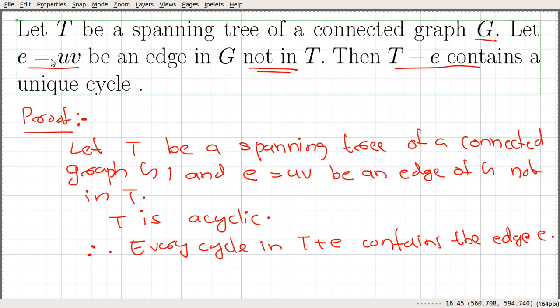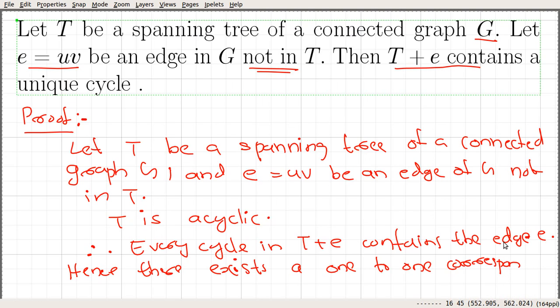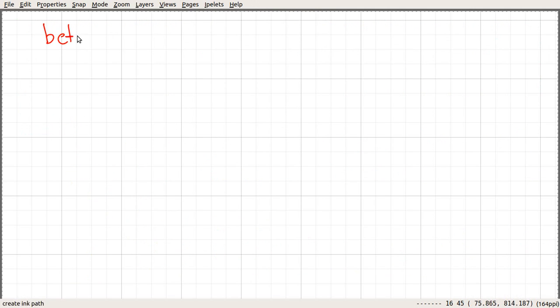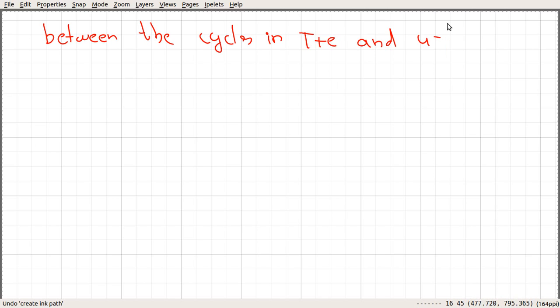Since this edge connects U and V, hence there exists a one-to-one correspondence between the cycles in T plus E and this UV path in T.